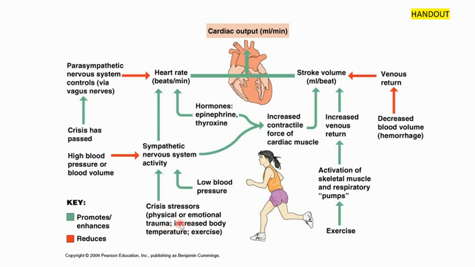Crisis stressors, mood, trauma, increased body temperature, exercise, low blood pressure, this is going to cause that sympathetic nervous system to kick in. That's going to cause increased contractility of the heart, which will increase stroke volume, which will increase cardiac output. High blood pressure or high blood volume will tell the sympathetic nervous system to back off, and then that's going to then affect everything down the line as well. So just a way to kind of follow a couple of different scenarios.